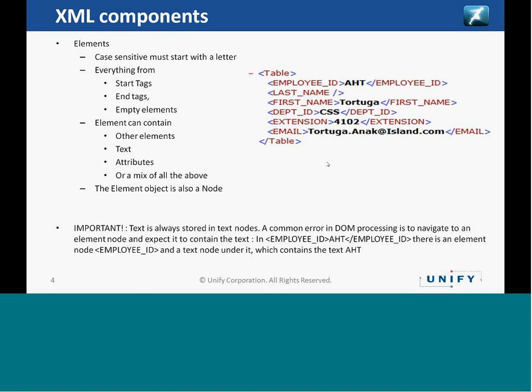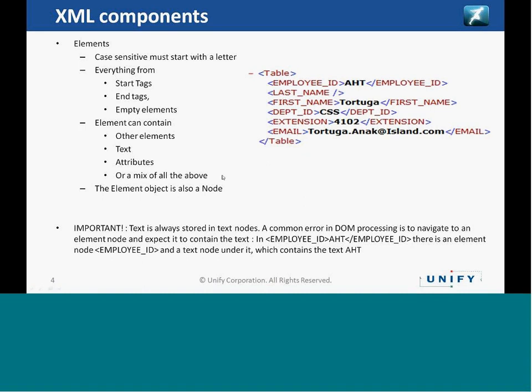The most important component is the element, which is case sensitive and must start with a letter. It includes everything from start tags, end tags, and empty elements. So over here, for example, you have an empty element, right? And this is a start tag, which this also is. An element can contain other elements. Over here, you have the table element, which contains other elements. You have text in XML, which is the area over here. You have attributes over there. I don't have attributes here, right? But we'll see attributes later on, or a mix of all the above.